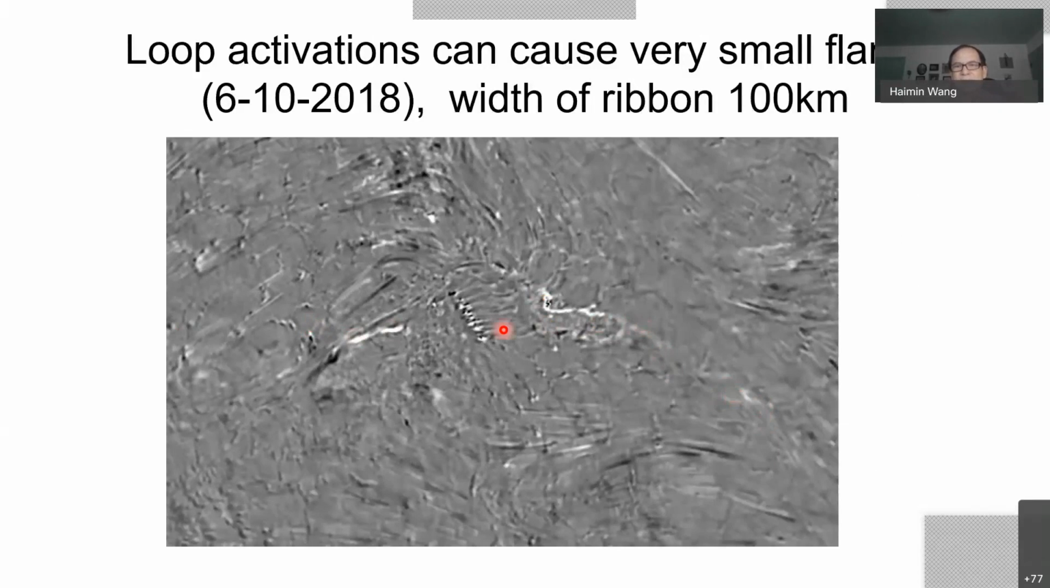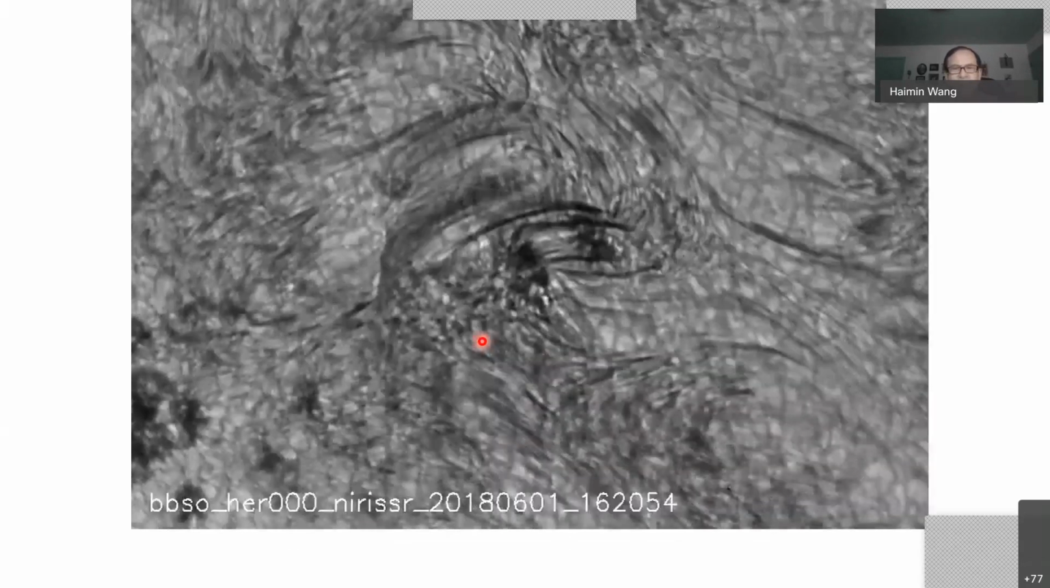In the previous 1030 slides, I did show that when a flare happens, in the 1030 you can see the individual fibers coming out. I just want to show that for this one, we also had 1030 observations.